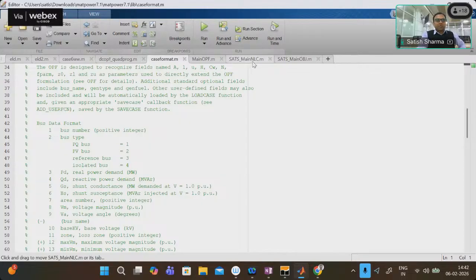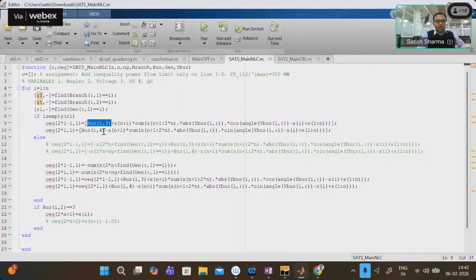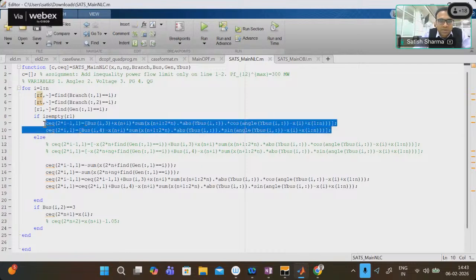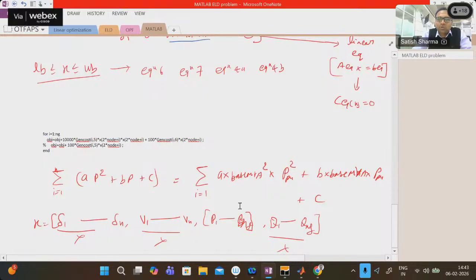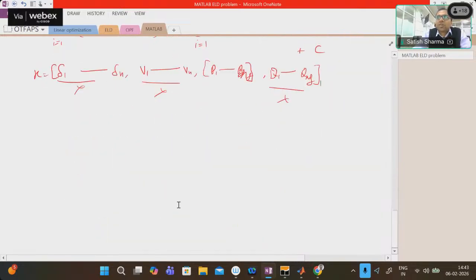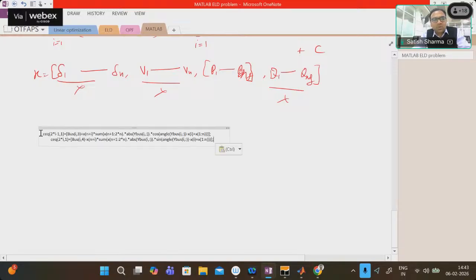So this is what we are writing here. If I look at this one, I'm writing it like this. I'm not using a for loop. I'm simply using matrix multiplication to write this particular code. So for any i, bus(i,3) is basically PDi, and then plus x_i.